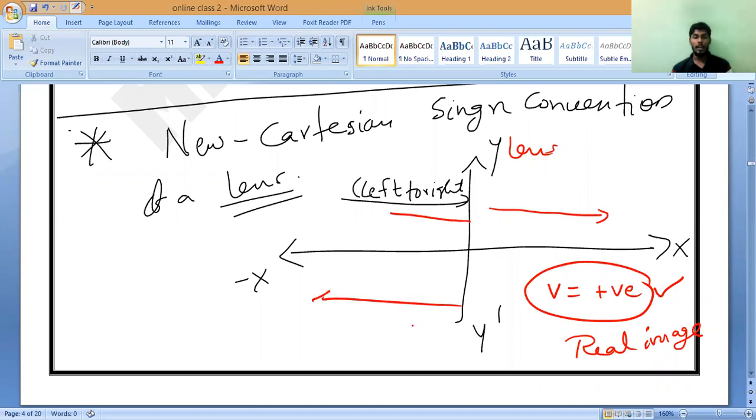Now, if we move opposite to the incident ray, opposite means right to left. Opposite to that means negative. So when we are moving right to left, in this direction, the image will form in this coordinate. So this image distance is always negative. V is always negative.